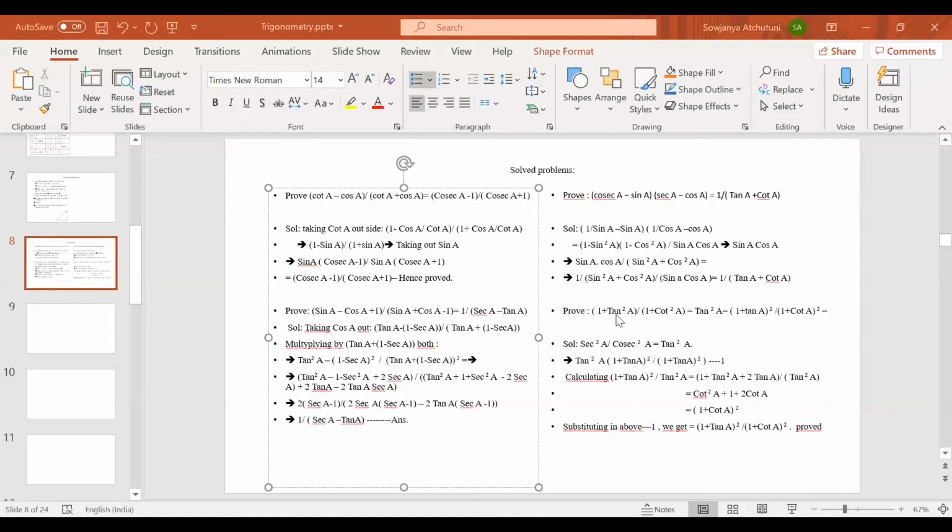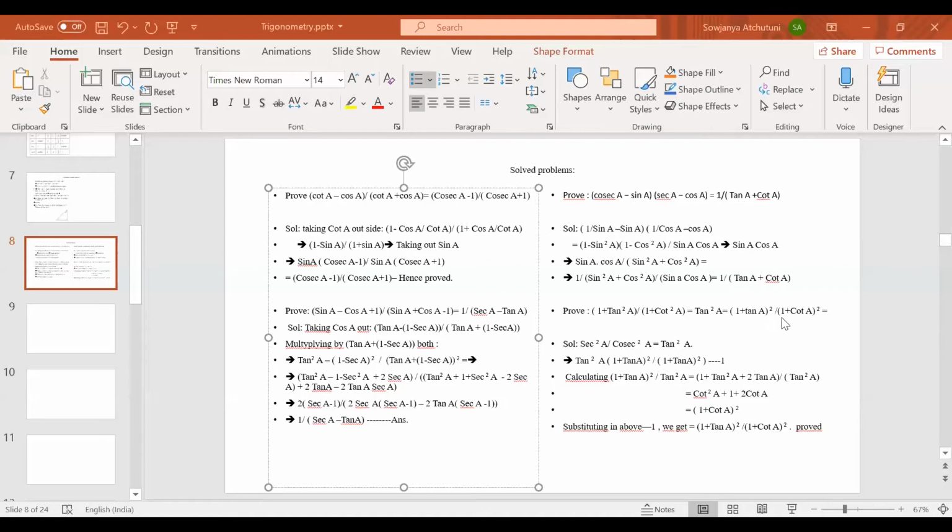Let us say this: 1 plus tan square A into 1 plus cot square A is equal to tan square A, to prove. So first let us see. 1 plus tan square A is secant square A. So this is secant square A by cosecant square A. So this is cos square A, this is sin square A by cos square A, that is tan square A. This is proved. But we have to prove in this form also.